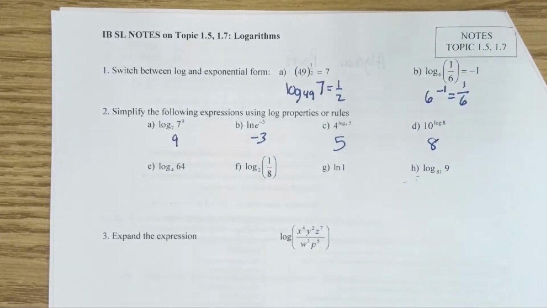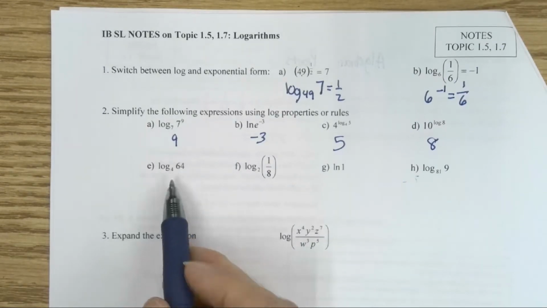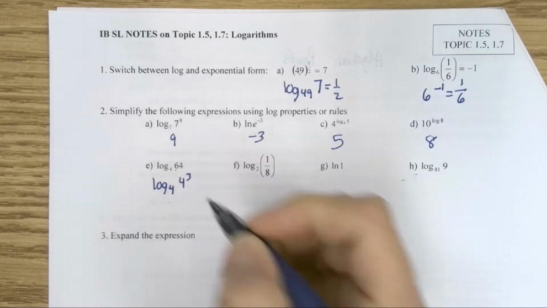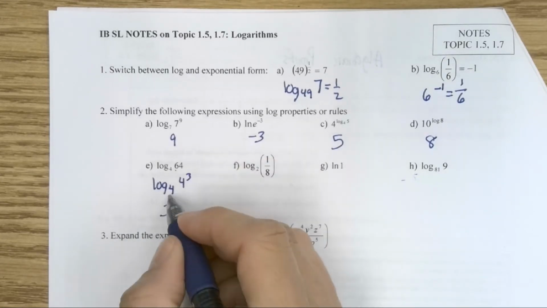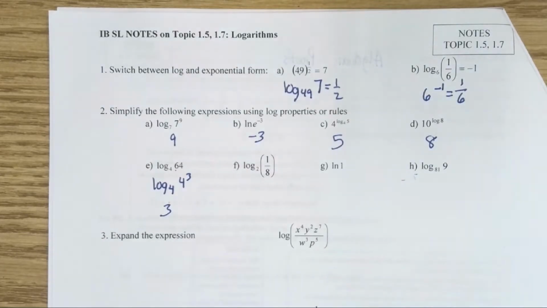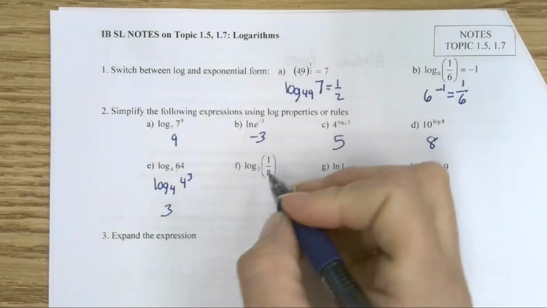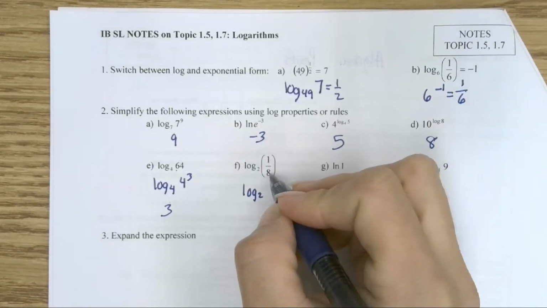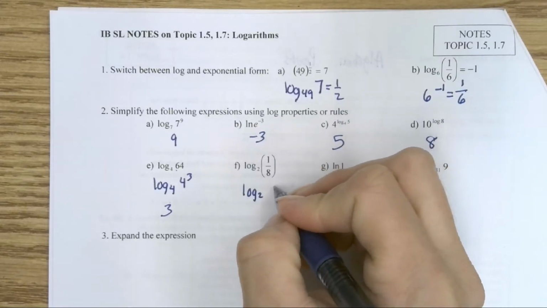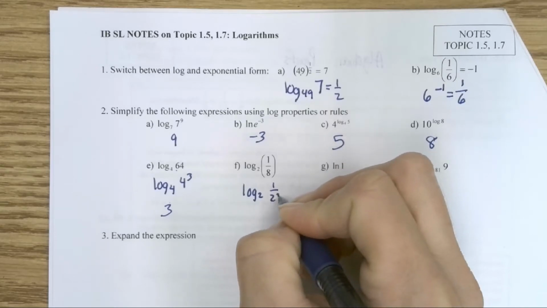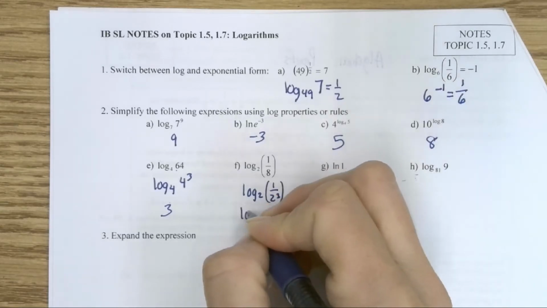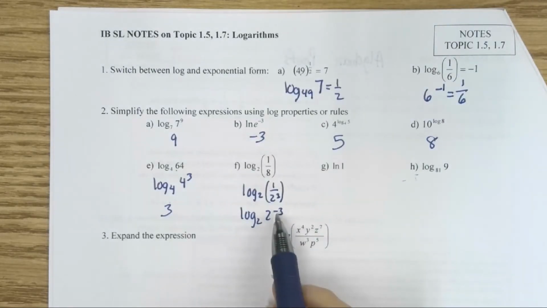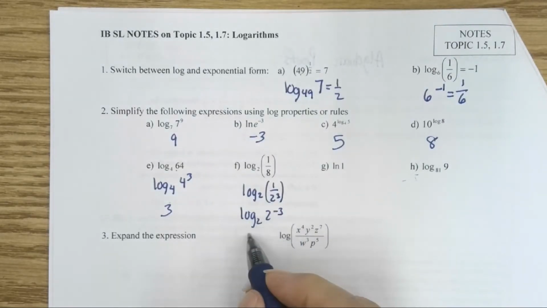If you look at letter E, these do not have the same base. However, we can write it with the same base. So 64 can be written as 4 cubed. And then when these bases match, that simplifies all the way down to your exponent of 3. For log base 2 of 1/8, I'm going to do that in 2 steps. The first thing I'm going to do is rewrite the 8 as a 2 cubed. And then I am going to bring that 2 up to the top, so it becomes 2 to the -3. And then my bases match, so this simplifies all the way down to -3.